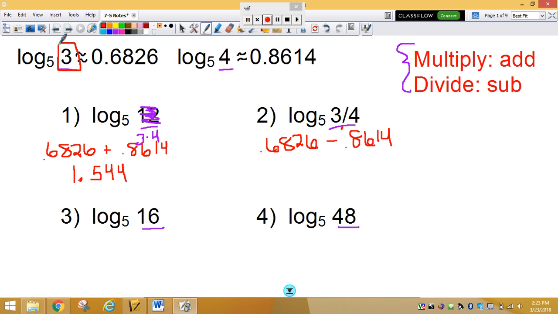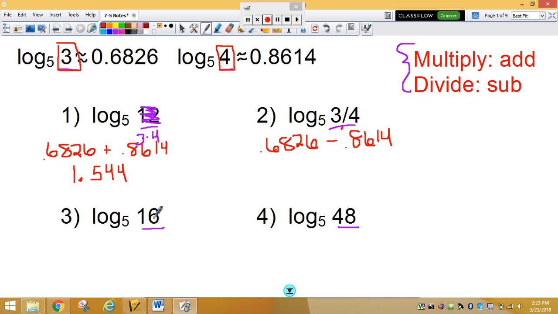Now, some of you might be saying, why are we using 3 and 4? Because that's what they gave me. They only gave me a 3 and a 4. So that's what I have to use. I can't use a 5 because they didn't tell me log base 5 of 5. I can't use a 6 because they didn't tell me log base 5 of 6. Okay? I have to use a 3 and a 4.